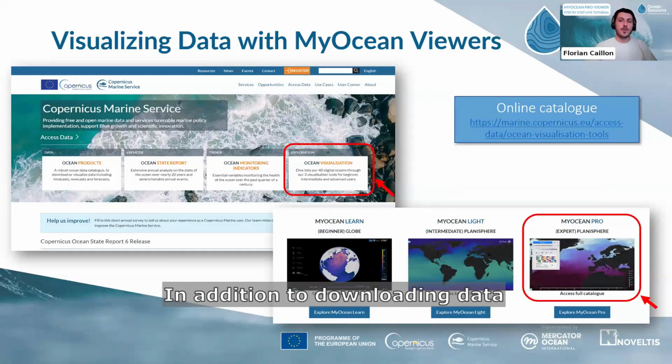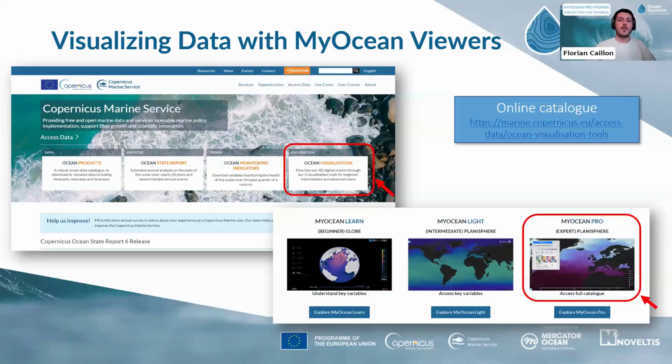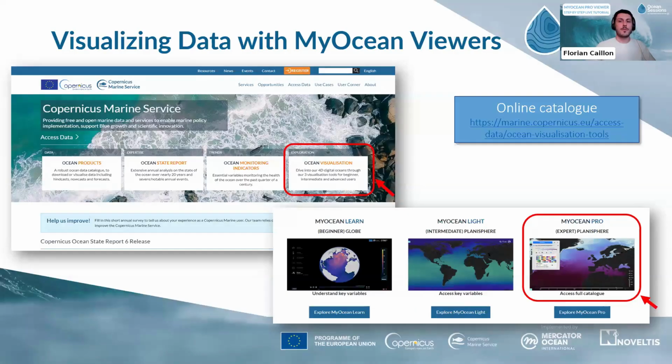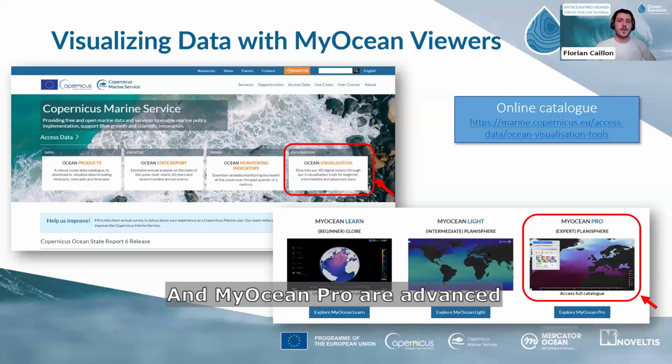In addition to downloading data, you can explore it visually using our online tools available under Ocean Visualization. There are 3 viewers, each designed for different needs. MyOcean Learn is ideal for outreach, education, and simplified exploration. MyOcean Lite is perfect for quick interactive viewing of essential ocean variables. And MyOcean Pro is our advanced viewer for more detailed exploration.